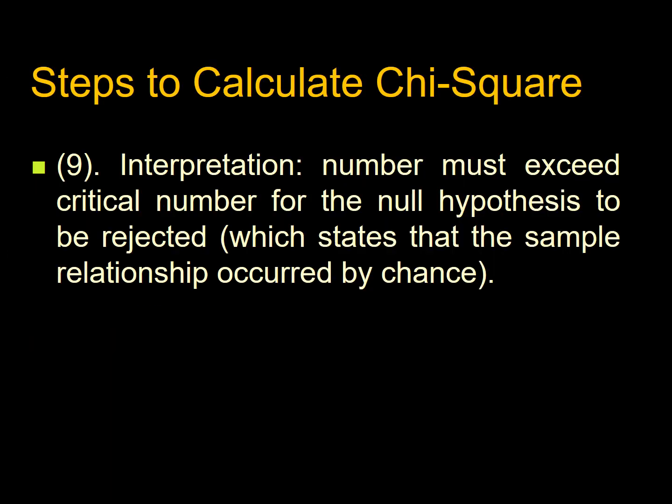So what's the general interpretation? Well, the number must exceed the critical number for the null hypothesis to be rejected, which states that the sample relationship occurred by chance. In other words, it didn't occur at all and was not observed in the population.